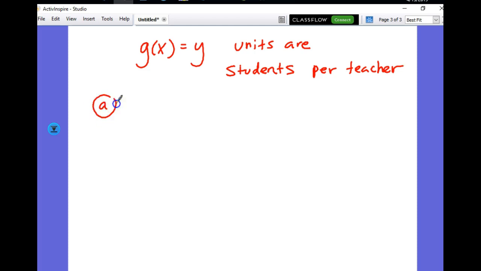So I'm going to give you two things to give me the units of. I want you to tell me, what does G prime represent? What would the units be for that? And what does the integral of G represent? William, what are the units for G prime?